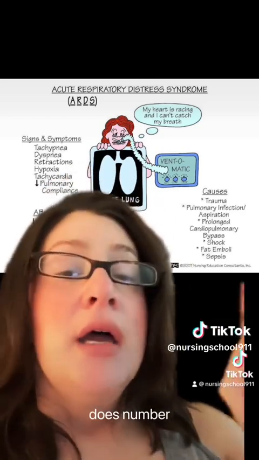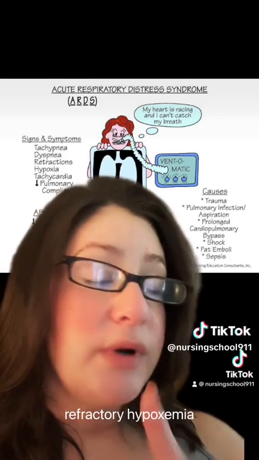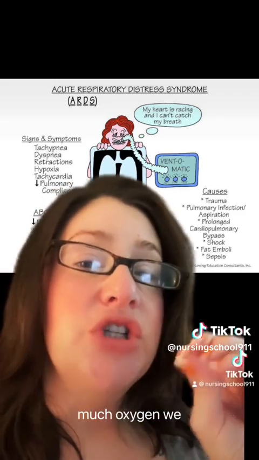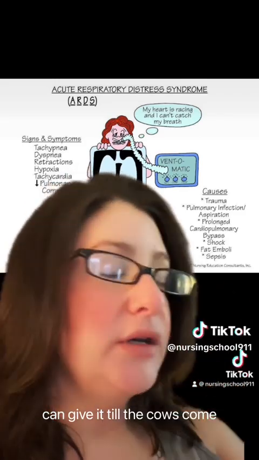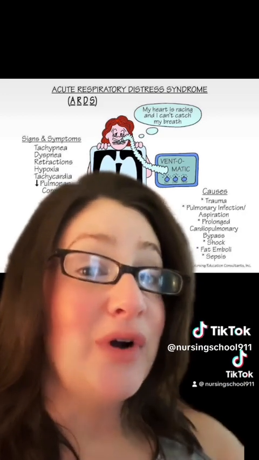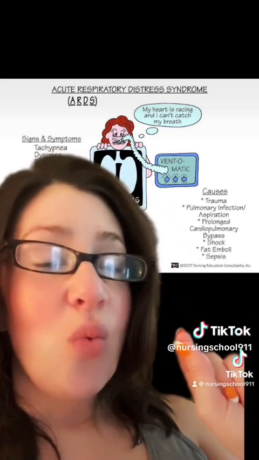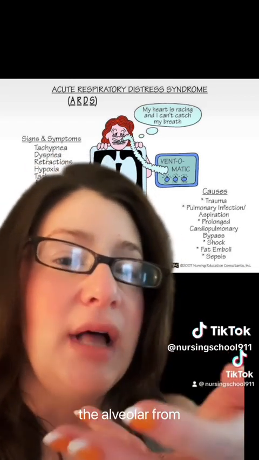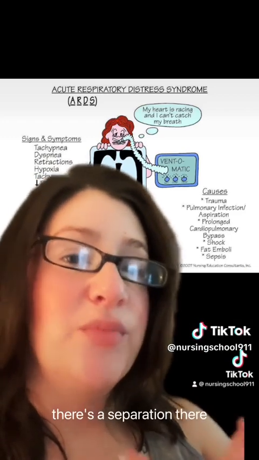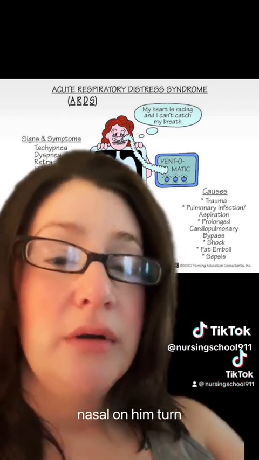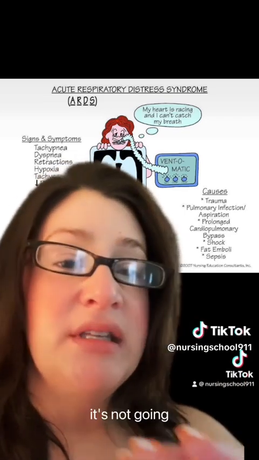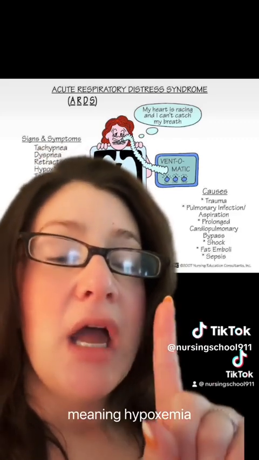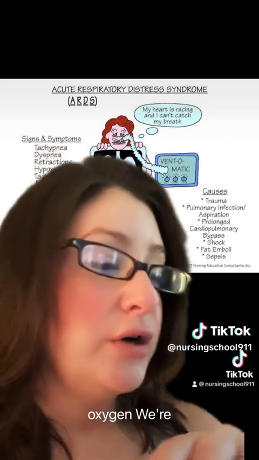But what does? Number one, something called refractory hypoxemia, meaning that however much oxygen we give these patients, we can give it till the cows come home. It's not going to improve their oxygen saturation because what's happening to cause that hypoxemia is a separation of the alveoli from the capillary, okay? There's a separation there. So we can stick a binasal on them, turn that FiO2 up. It's not going to improve their oxygenation. So refractory hypoxemia, meaning hypoxemia that is refractory to oxygen.